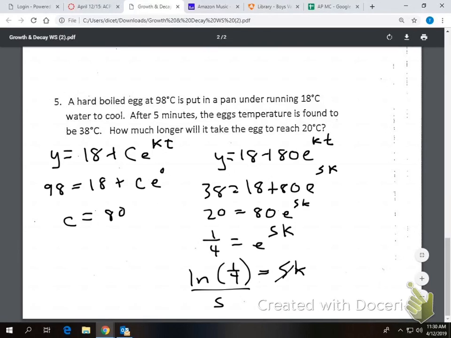Now that I know k, how much longer will it take the egg to reach 20? I'm going to use 20 as the y. So I'm going to say, when does 20 equal our 18 plus 80 e to the, we know k to be, I won't use smiley face this time, I'll actually write natural log of 1/4 divided by 5, T? Go ahead and crunch, guys.